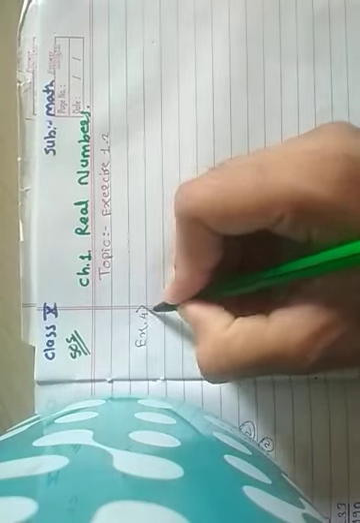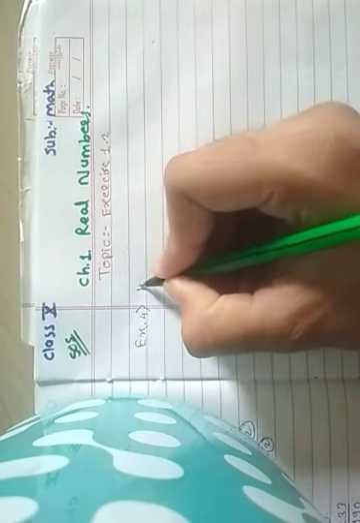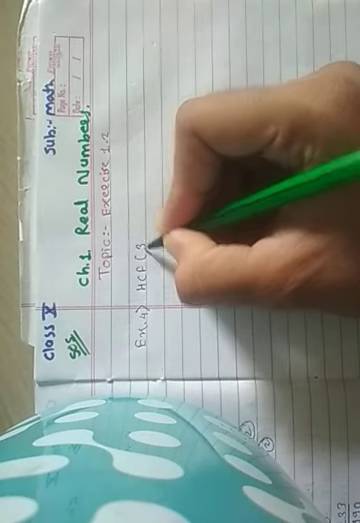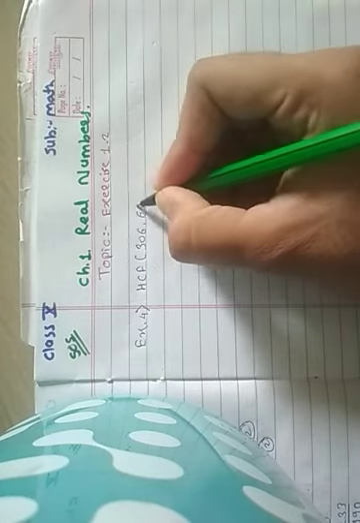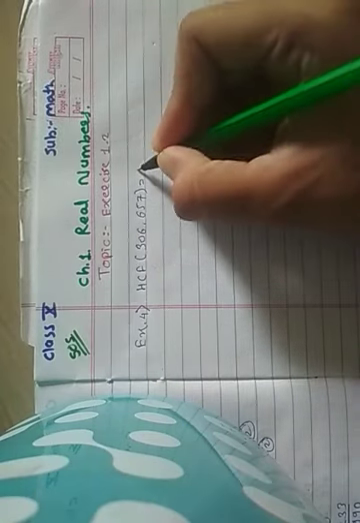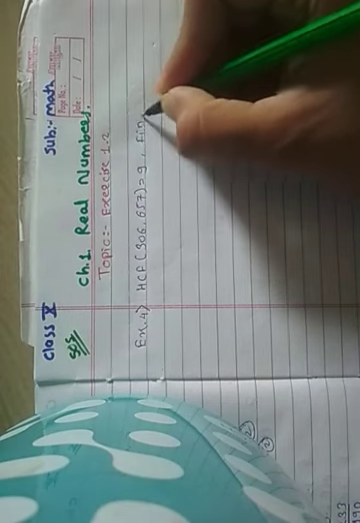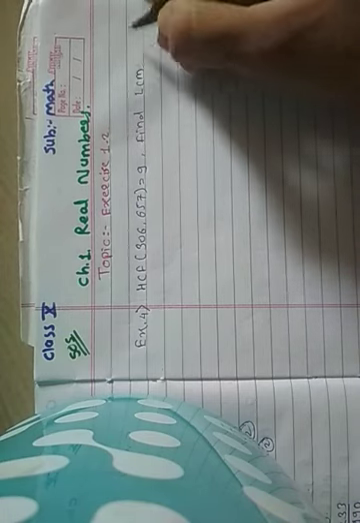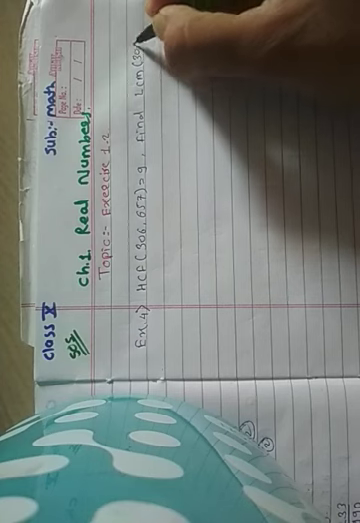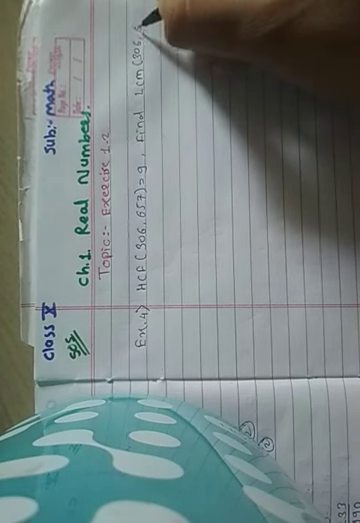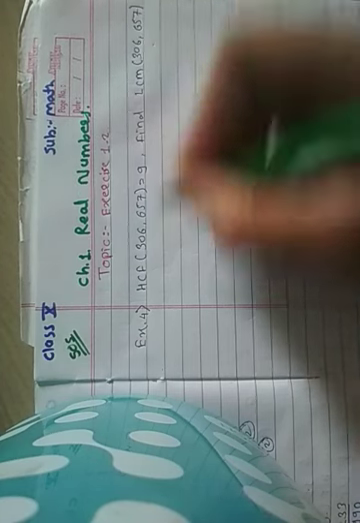4. First of all we will see that it is given that HCF of 306 and 657 is equal to 9. Find LCM of 306 and 657. So it is quite simple.